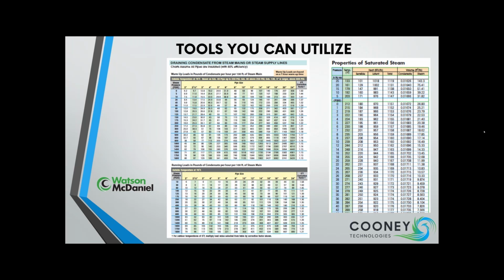You're going to be condensing a lot more of that latent heat energy inside there on startup. The bottom chart shows the running loads, and that's the pounds per hour of the condensate that you generate once your steam system has been running at full design pressure and really fully warmed up.